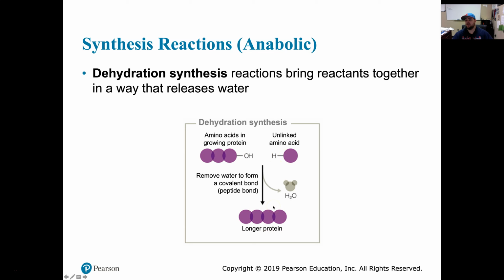And we keep doing that to build proteins. We add an amino acid, then we'll undergo dehydration synthesis again and add another amino acid, and another, and another, and so on and so forth. So it's important to know that anabolic means using energy to build something, and we do that via dehydration synthesis.